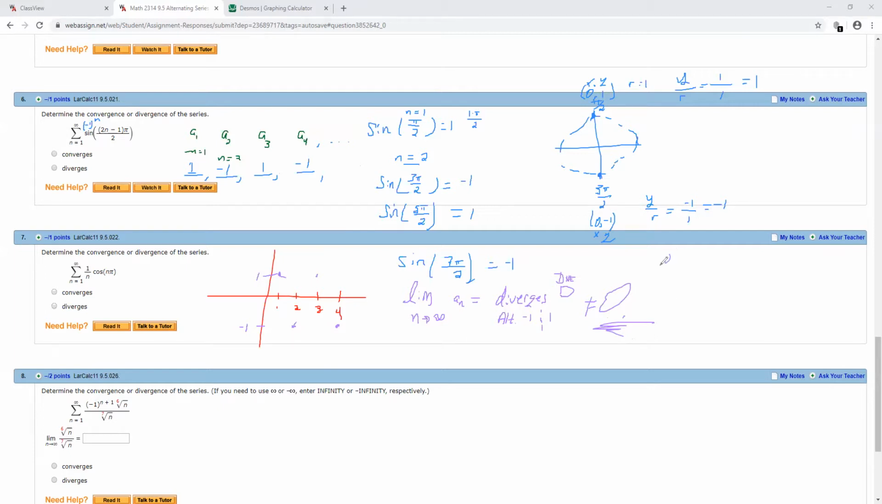Therefore, the series, well, let me just write it up here. Therefore, this series diverges. It has no chance to converge. Why not? Because the individual terms did not converge to zero. Using, what's the language we can say? What happened using the what? Alternating series test.